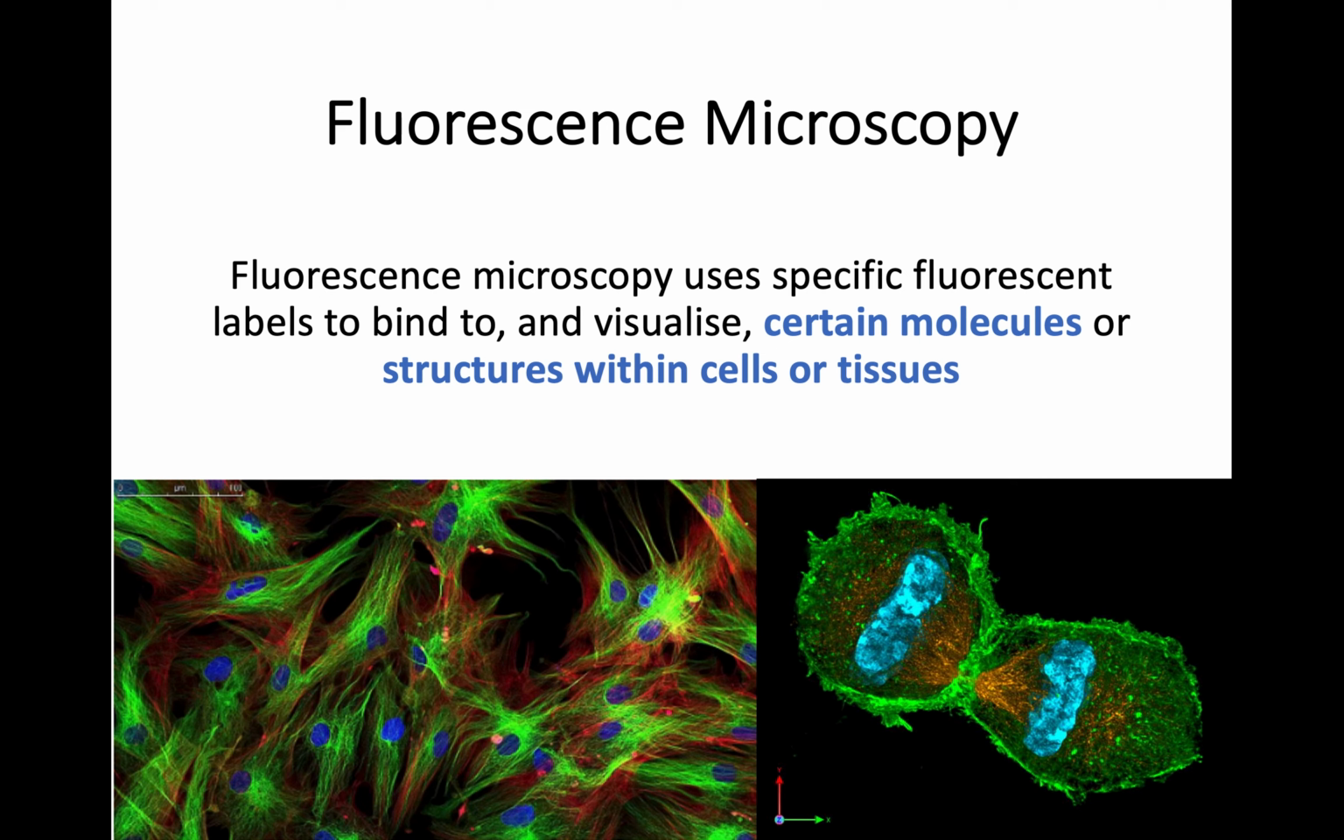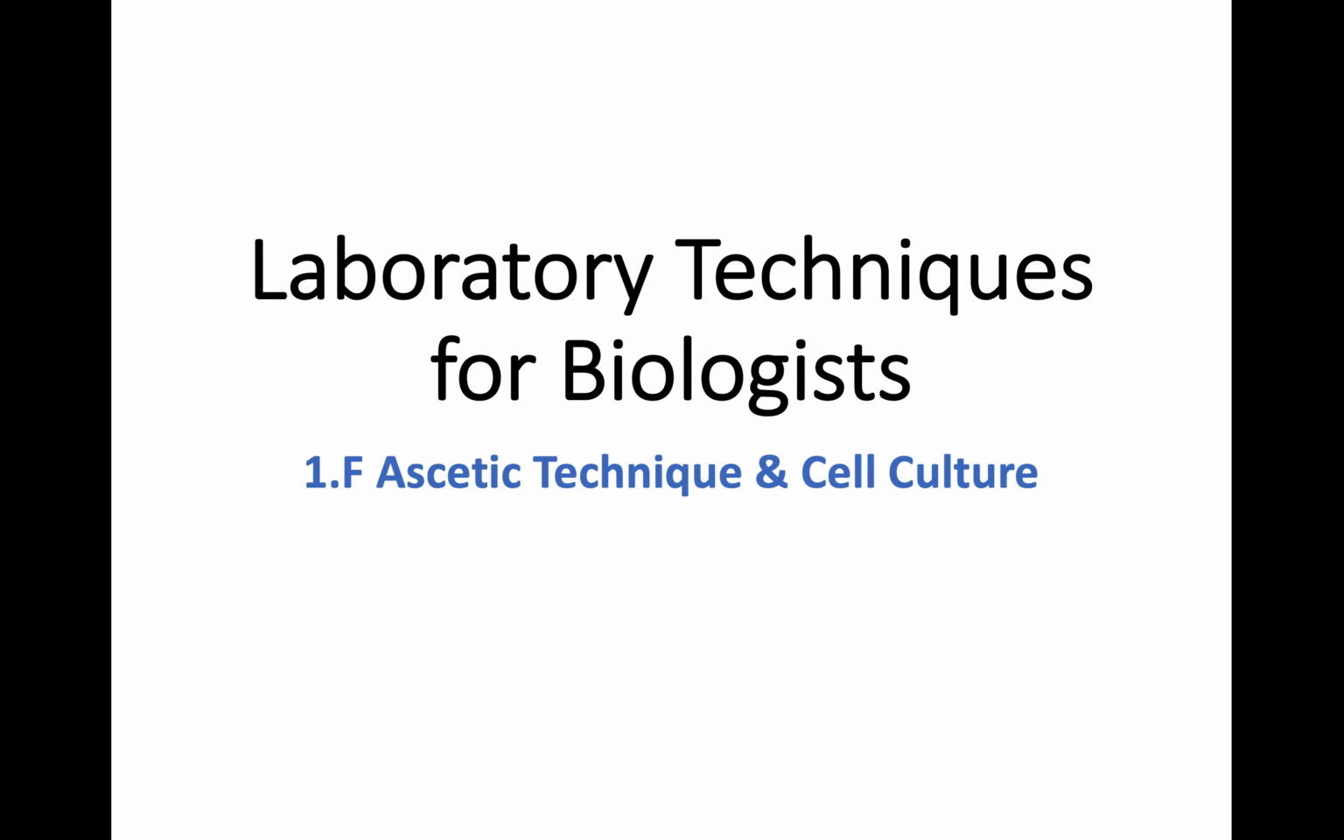So this is the form of microscopy you would use if you're wanting to look at within cells or tissues, or trying to identify certain molecules because we have these fluorescent labels. And that is all for this key area or sub-key area, just the two forms of microscopy. Just make sure you're aware of the processes and what you would use them for, and I'll see you in the next key area.